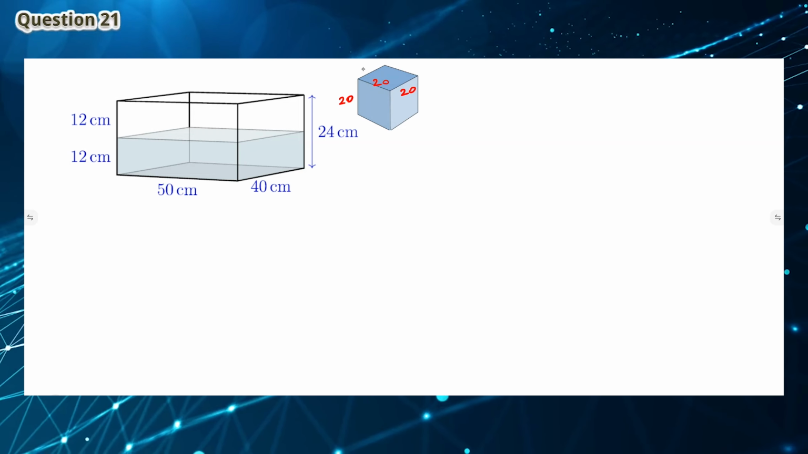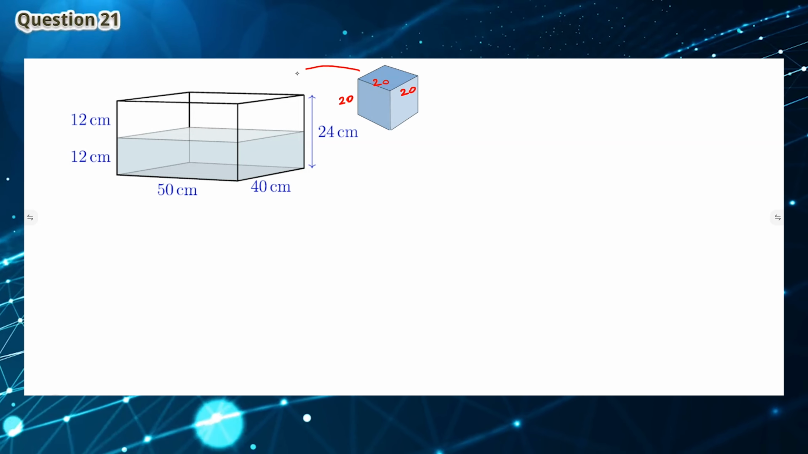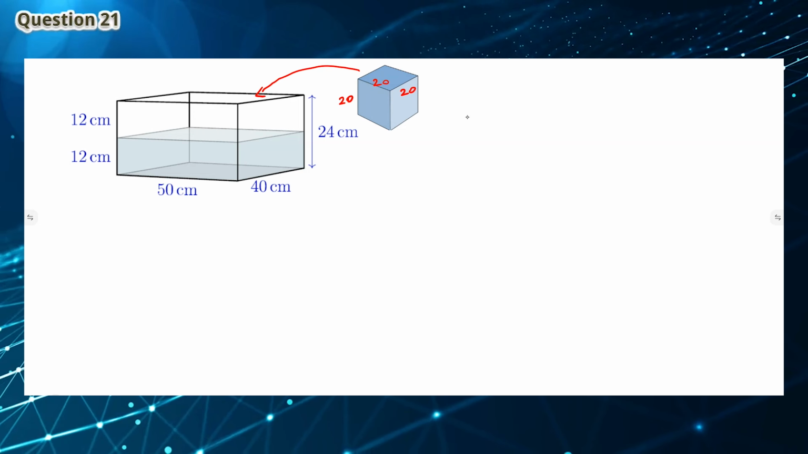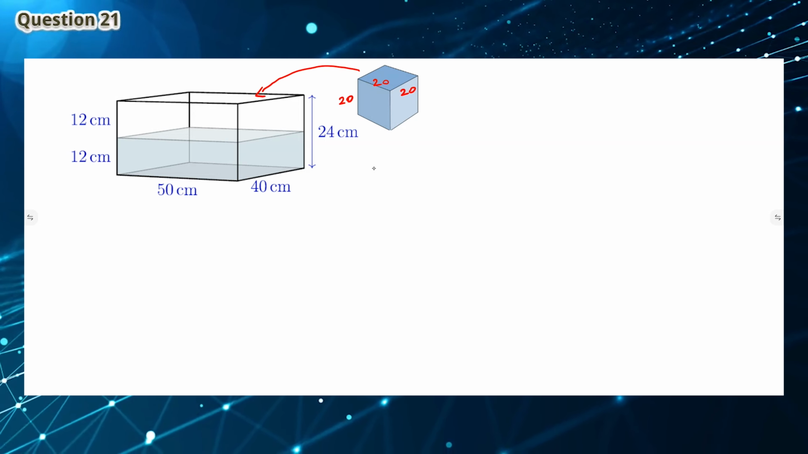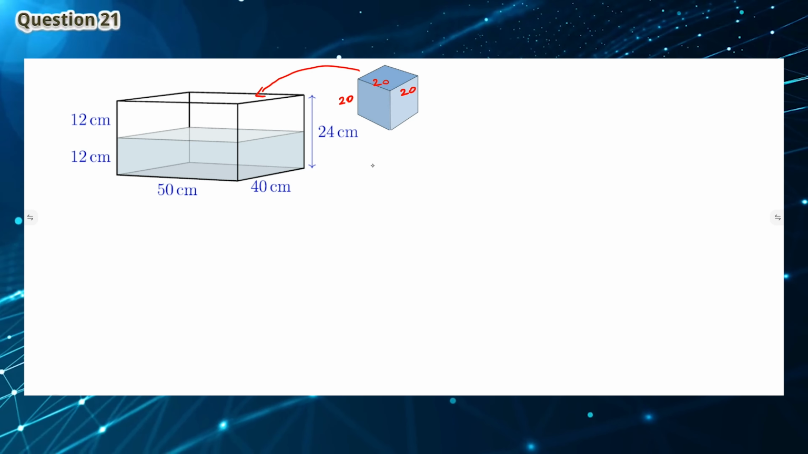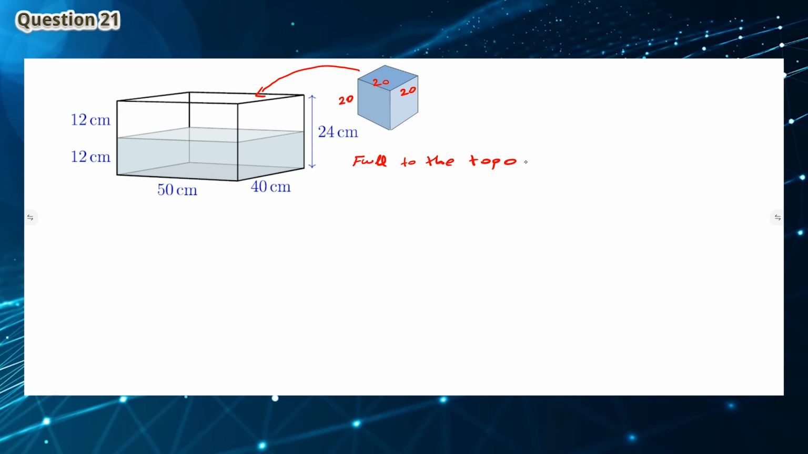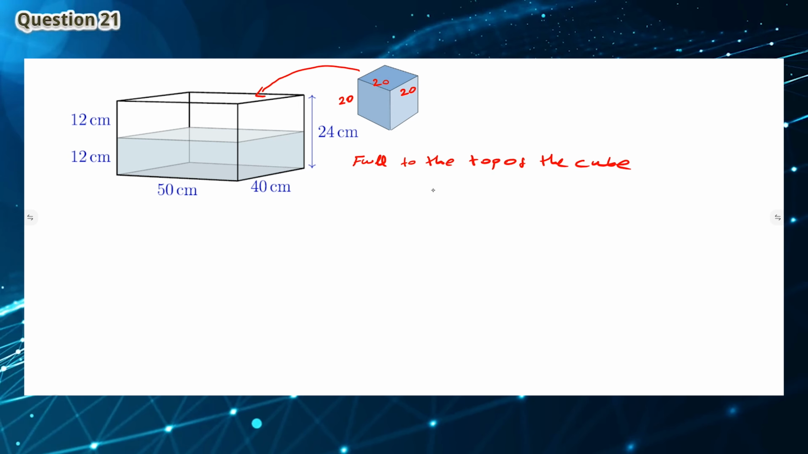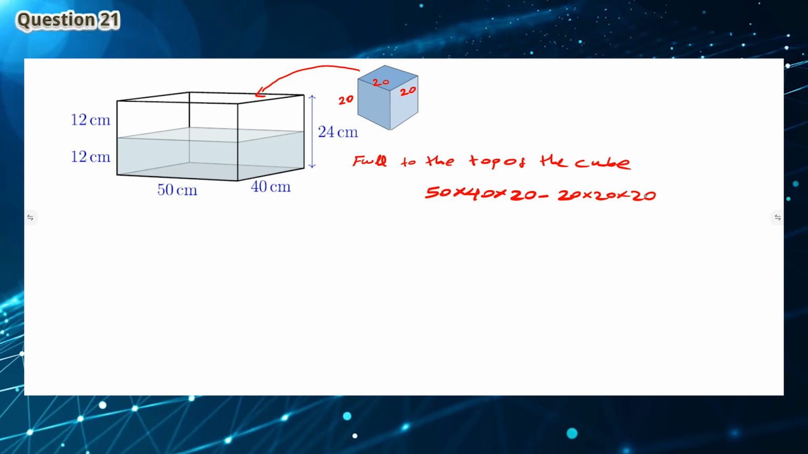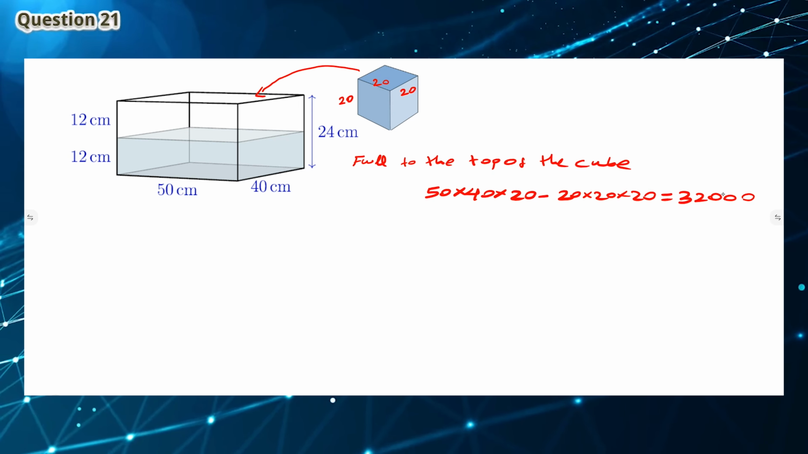The calculation depends on whether the cube is fully immersed. To decide this, consider the volume when the cube is in the tank and it is full to the top of the cube. This is 32,000 centimeters cubed.